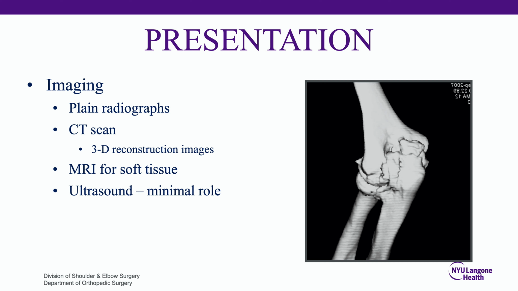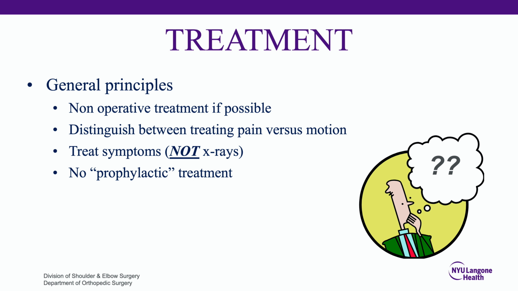In terms of imaging, plain radiographs are generally sufficient. Obviously, if the patients have a lot of arthritic changes with heterotopic bone or osteophyte, CT scans, especially CT scans with 3D reconstruction, would be quite helpful. If there are any concerns about the soft tissue, you could also get an MRI, but this is probably not that helpful. Ultrasound really has minimal role, and I haven't really seen much use of it described either in the literature or in any clinical practice.